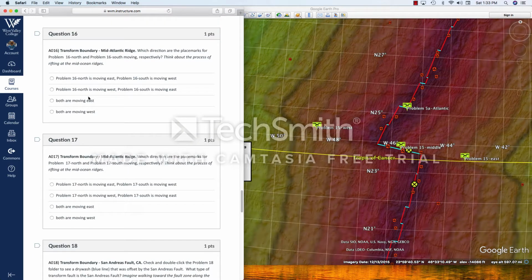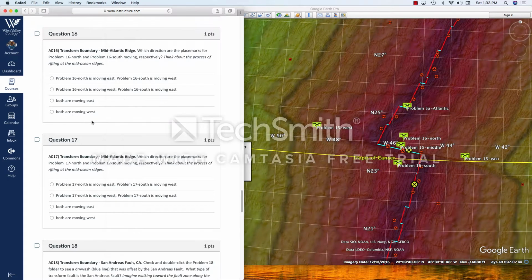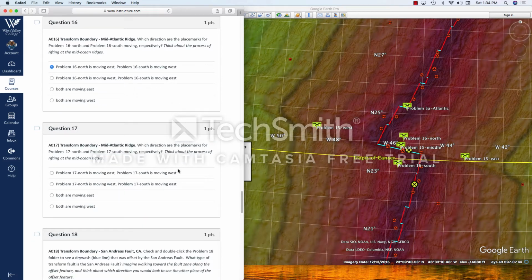For question 16, what direction are the place marks for problem 16 north and south moving respectively? So let's look at both of those, 16 north and south. So here's north. So north is moving off toward the east. South is moving off toward the west. So north is moving east. South is moving west. So it's that first one there.